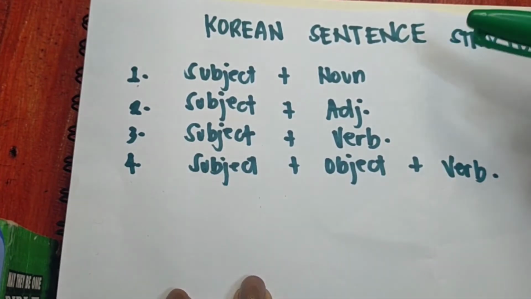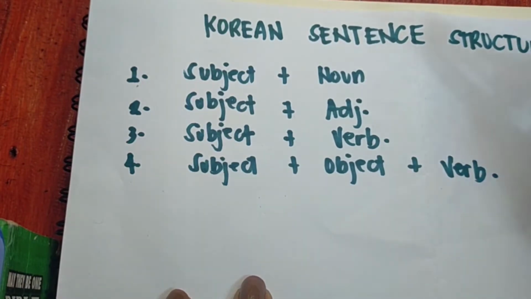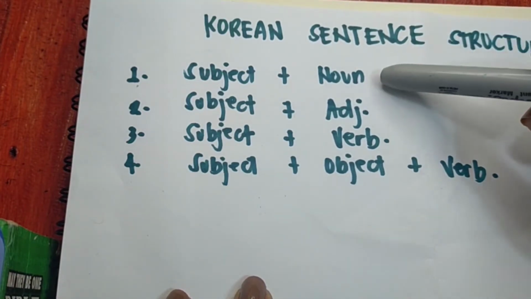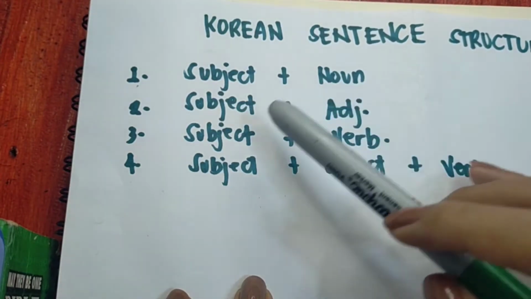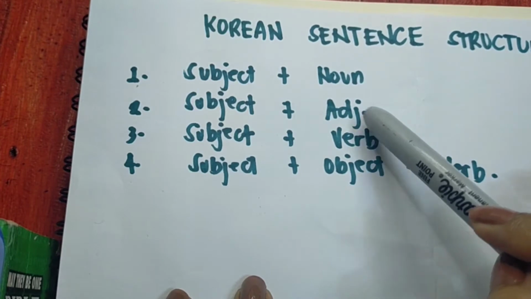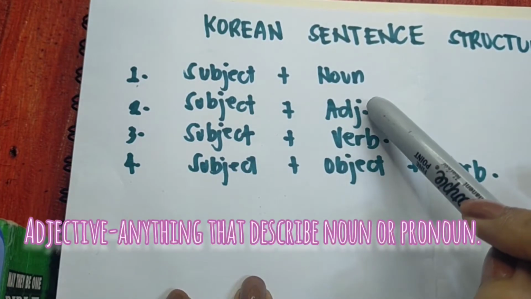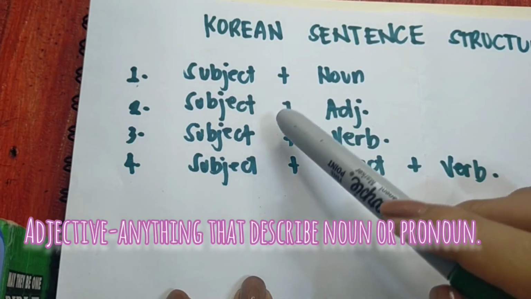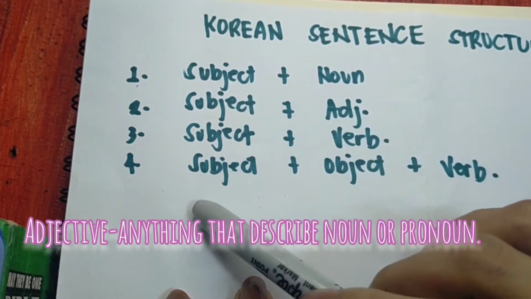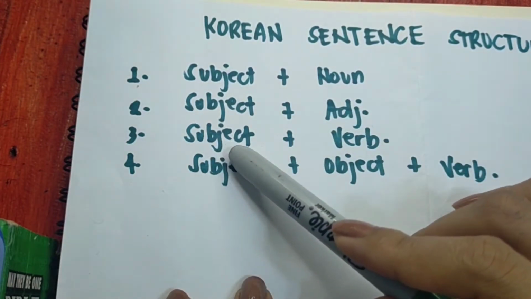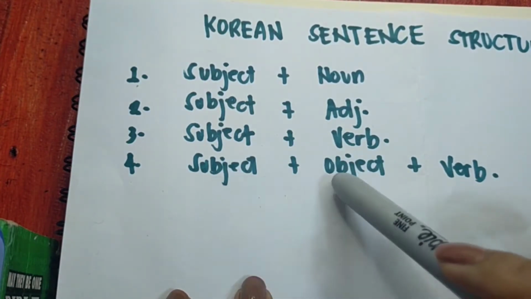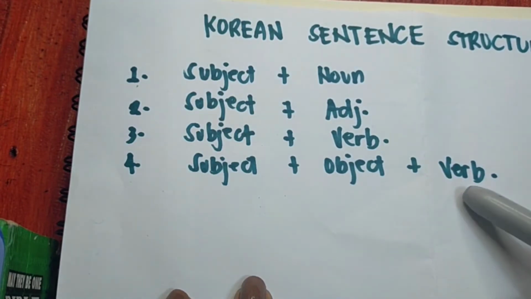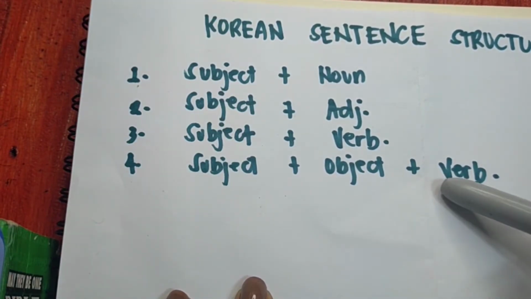So in Korean, meron tayong apat na basic form kung paano makabuo ng isang sentence. Meron tayong subject plus noun, subject plus adjective. Ano nga ba yung adjective? So, yung adjective is yung lahat ng nagde-describe ng isang noun. Next is meron tayong subject plus verb. And the last one is subject plus object plus verb.